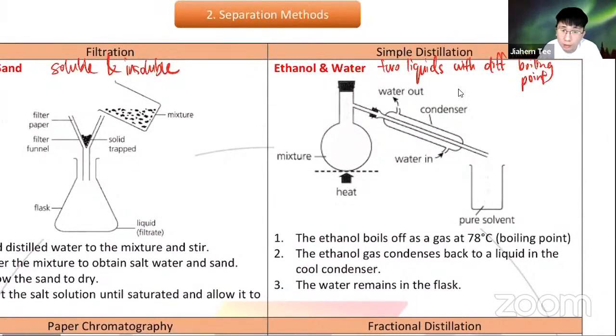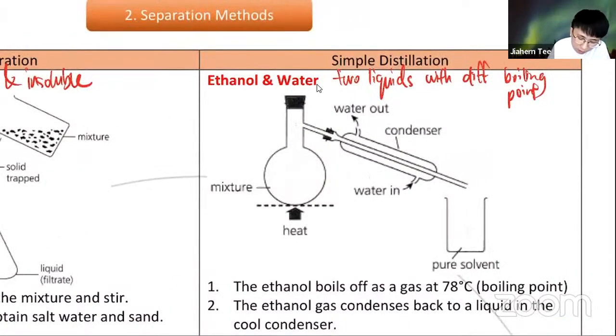Okay, two liquids with different boiling points. So why do I say this? Because let's say ethanol boils at around 78 degrees Celsius, but water boils at 100 degrees Celsius. So when I heat this mixture, I'm just going to heat it to around 80 degrees Celsius. Why? Because 80 makes the ethanol boil, but the water never boils.